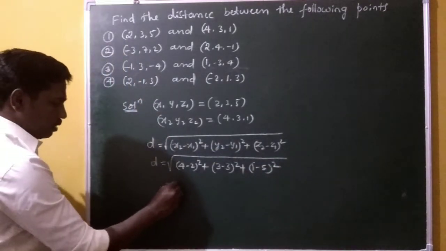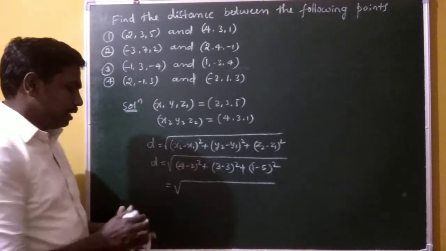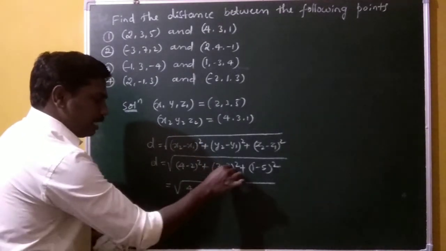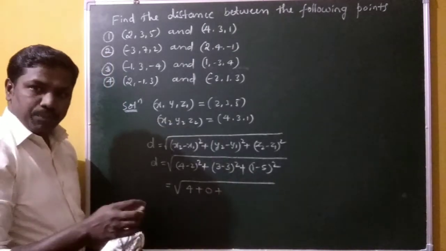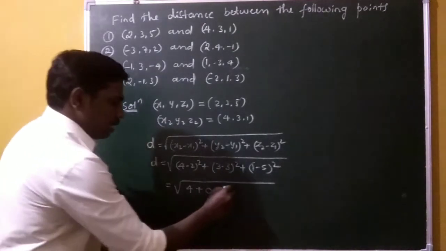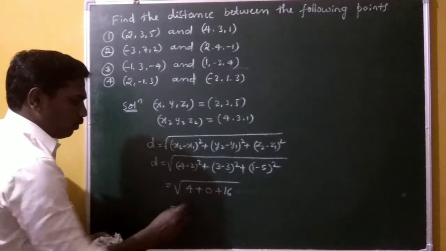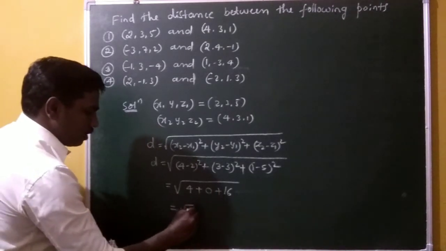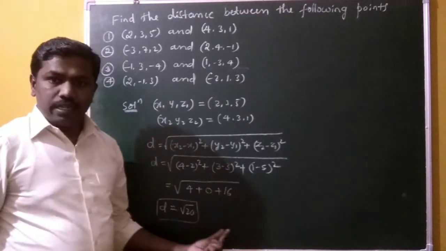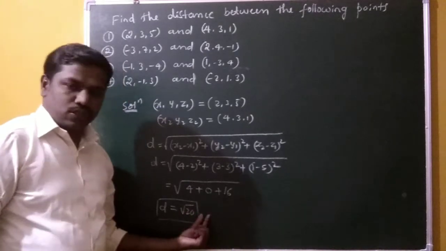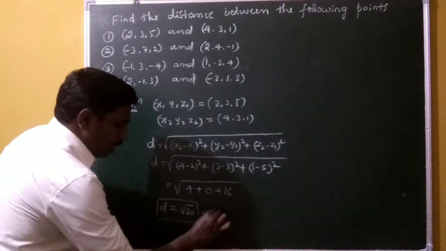Okay. So square root of 4 minus 2 is 2, 2 square is 4. 3 minus 3 is 0, 0 square is 0 itself. And 1 minus 5 is minus 4, minus 4 whole square is 16. So 4 plus 0 is 4, 4 plus 16 is 20. So the distance between the 2 points is square root 20 units. Root 20 units.